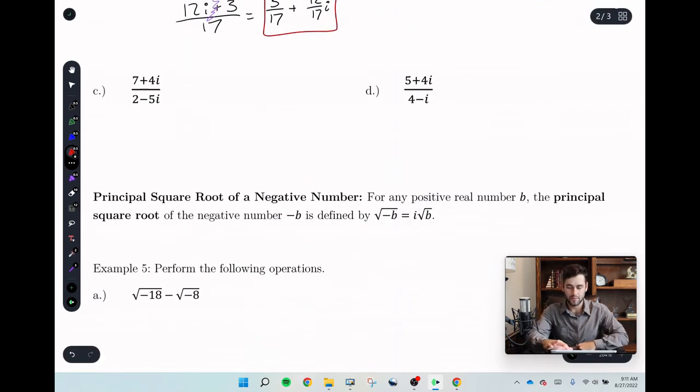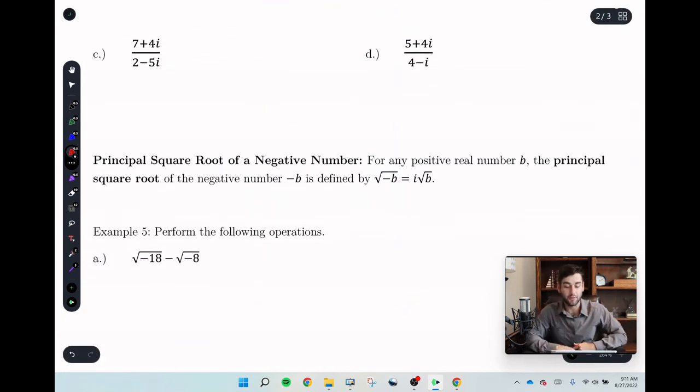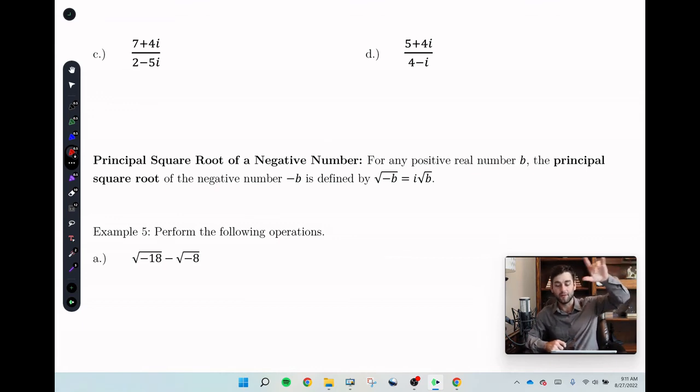All right, so the principal square root of a negative number: for any positive number b, the principal square root of the negative number negative b is just the square root of b multiplied by i. So what does that mean? That looks a little weird. Let's just show the exact way that works out.